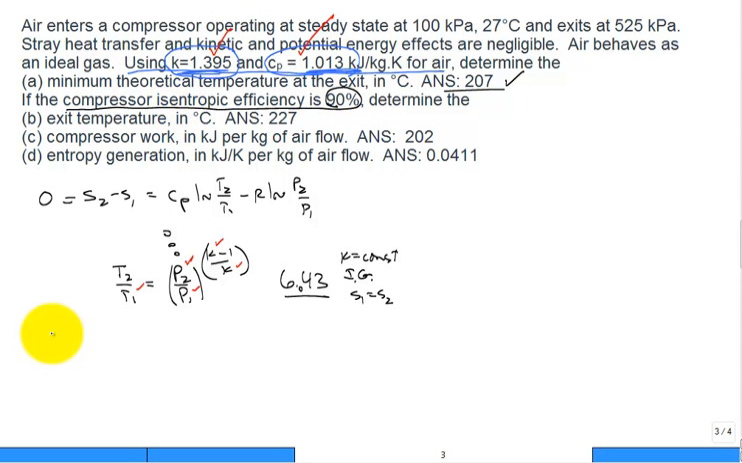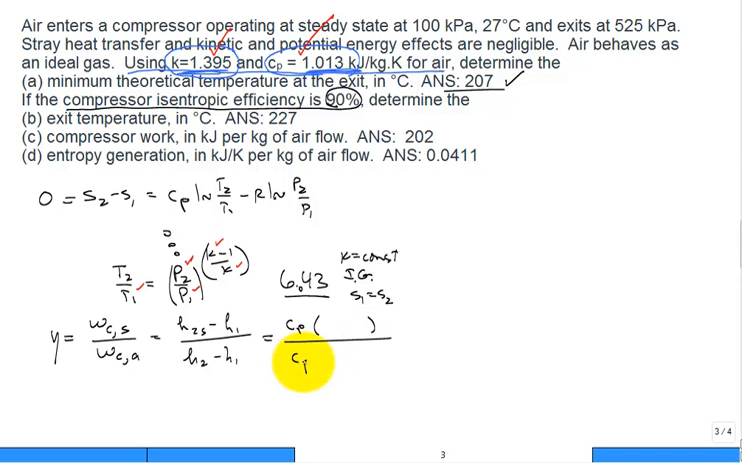Now, let me outline the steps when you have this isentropic efficiency. Well, we said the isentropic efficiency was the compressor work, the minimum if it's isentropic, divided by the compressor work actual. And from the previous calculation, that's just H2S minus H1 divided by H2 minus H1. Well, if you have constant specific heats, you can replace the change in the enthalpy by C sub P times the change in temperature, T2S minus T1, T2 minus T1. Well, what cancels? The C sub P's cancel.